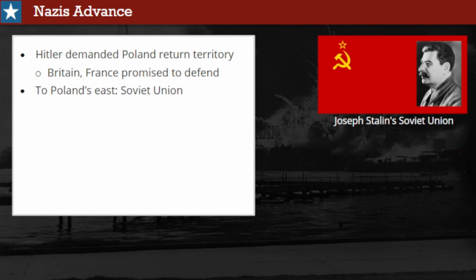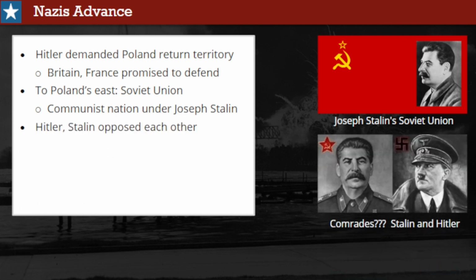Both nations promised that they would defend Poland by going to war with Germany if it was invaded. Poland's other neighbor to the east was the Soviet Union, the former Russian Empire, now a communist nation under the rule of Joseph Stalin. Stalin ruled the Soviet Union as a dictator and was, in his own way, as brutal a leader as Hitler was. Nonetheless, the two men opposed and distrusted each other. Hitler hated communism and often spoke of the Russian people as subhuman.